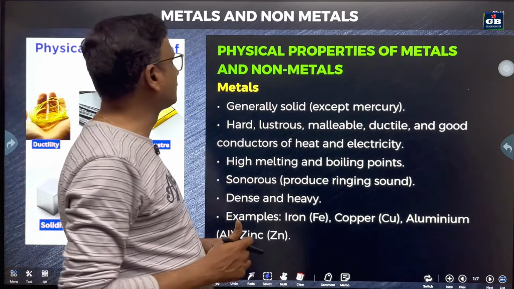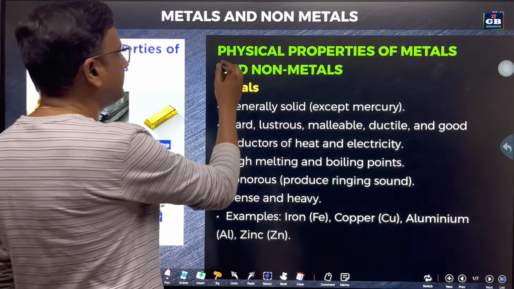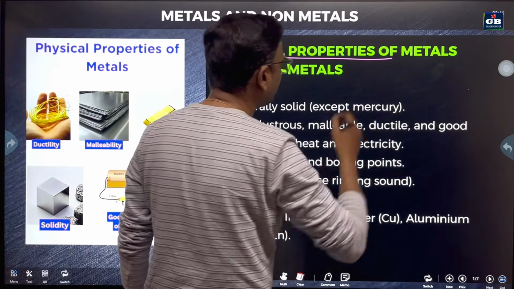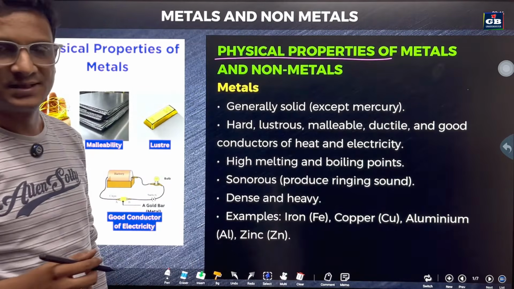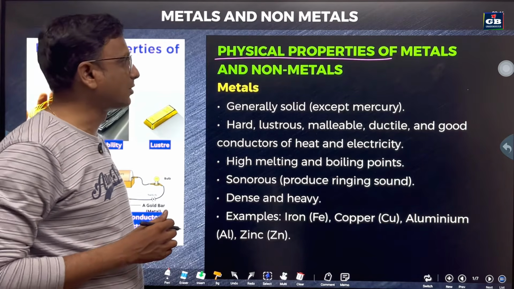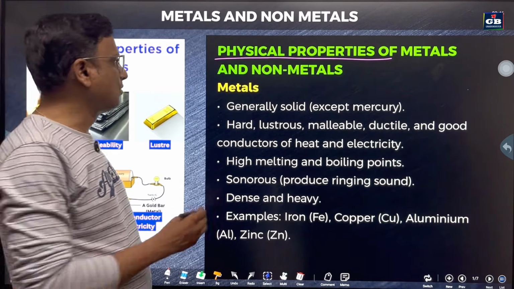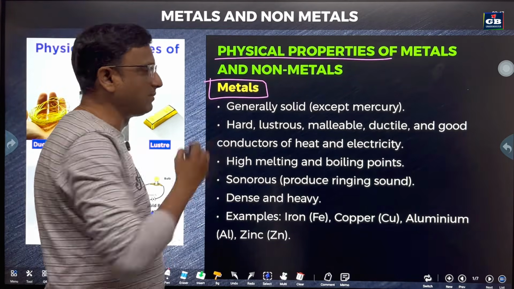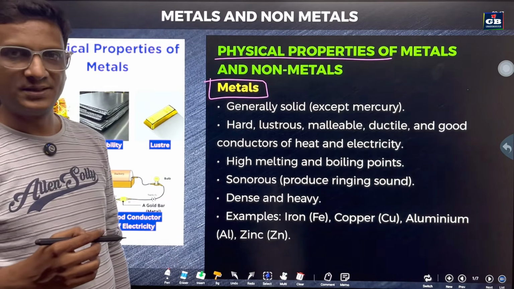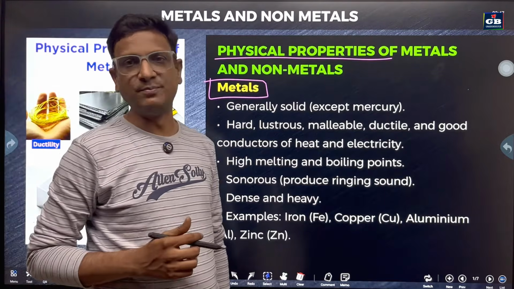So let us get into the topic. First, we are going to begin with the physical properties of metals and non-metals. So, first we are going to talk about the metals, right? So, what are the physical properties of metals?